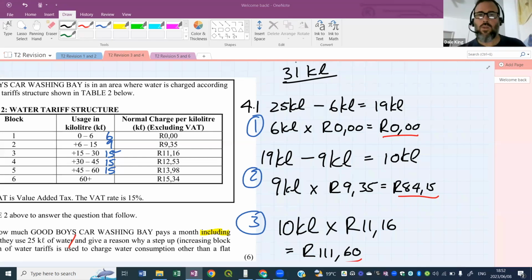Okay, all right, guys, 31 kiloliters, off you go. You try to do this. I've got my calculation up there for you, so you can kind of have a guide.